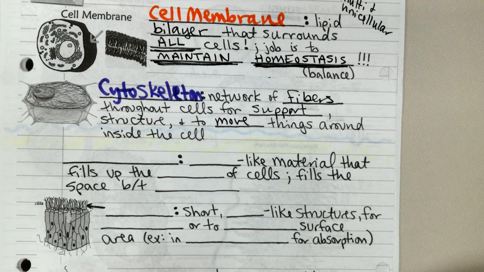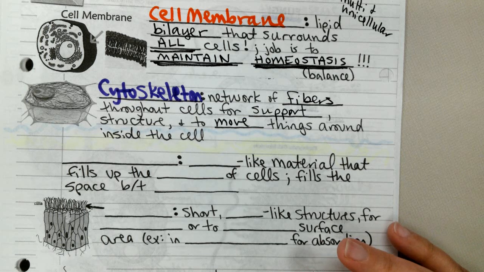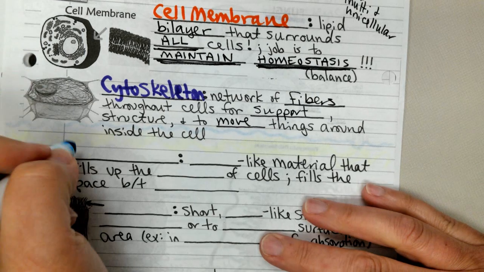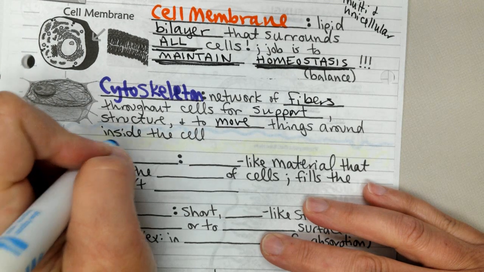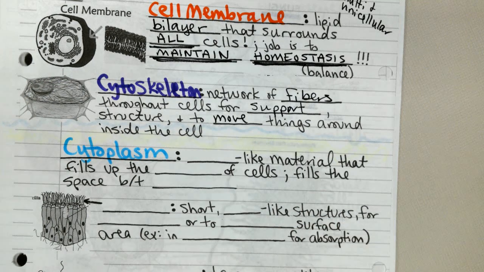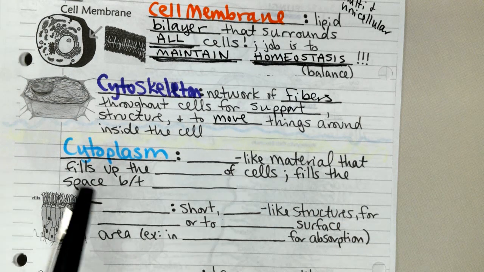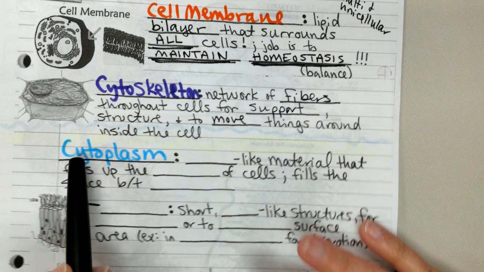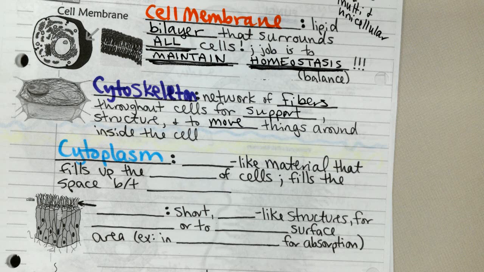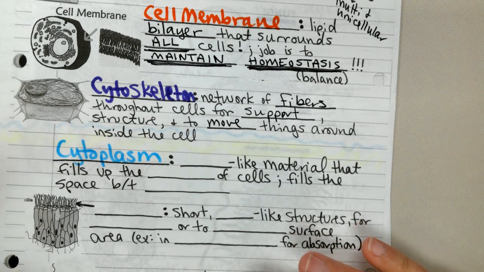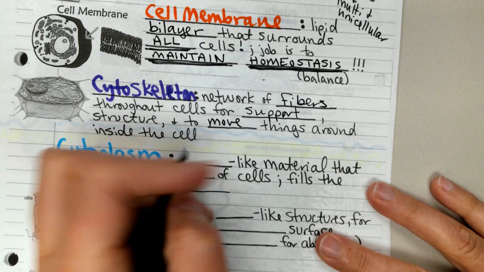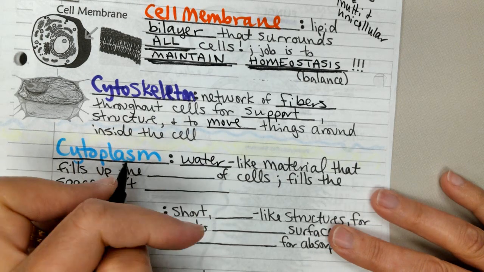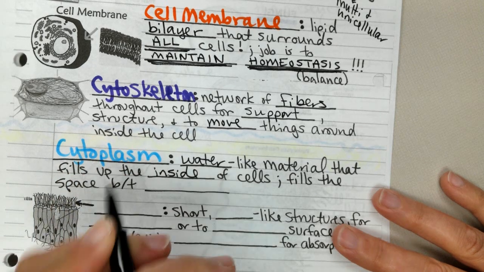Okay? And then something, again, that we can't have a picture of because it's just the fluids, the watery part, cytoplasm. So plasm or plasma is a version of that, referring to liquid or water. Cyto, again, is cell. So it's the watery part of all cells. So it is the water-like material that fills up the inside of cells.